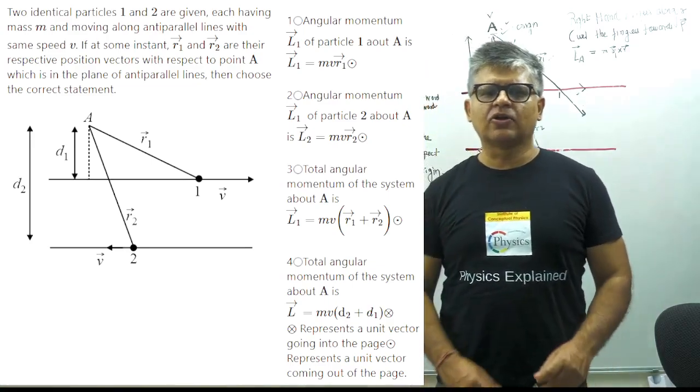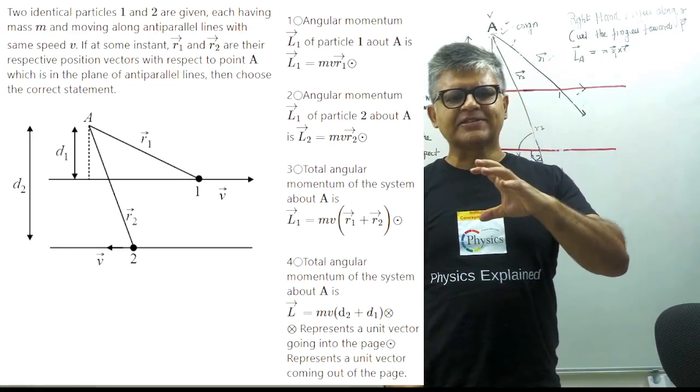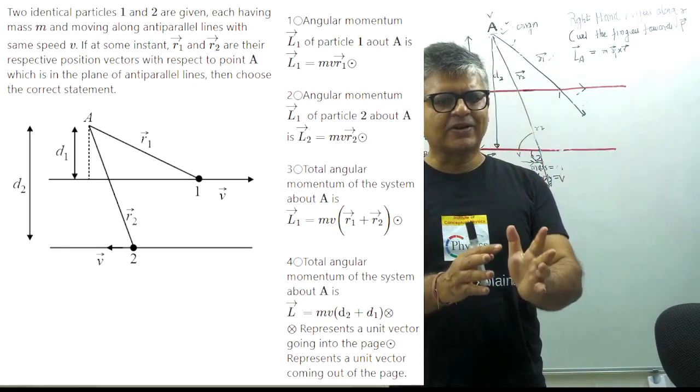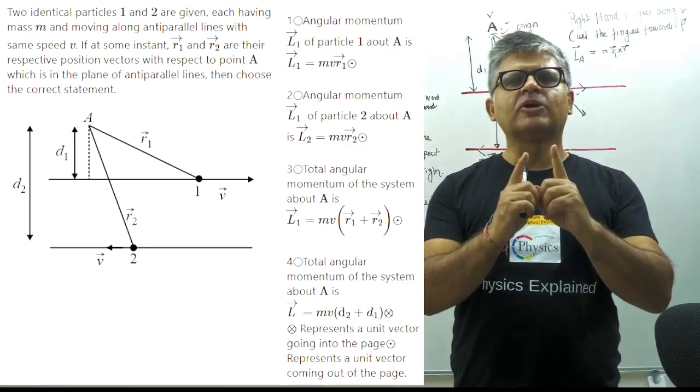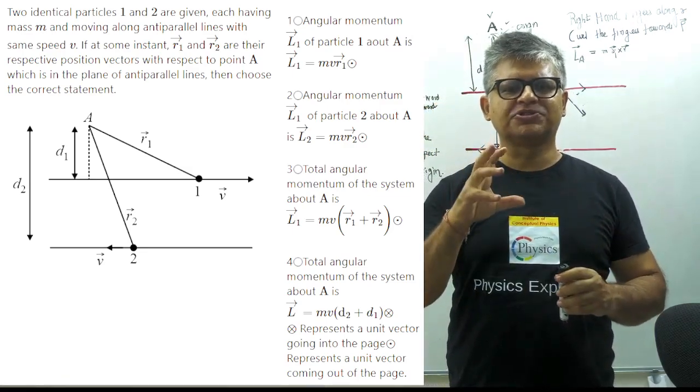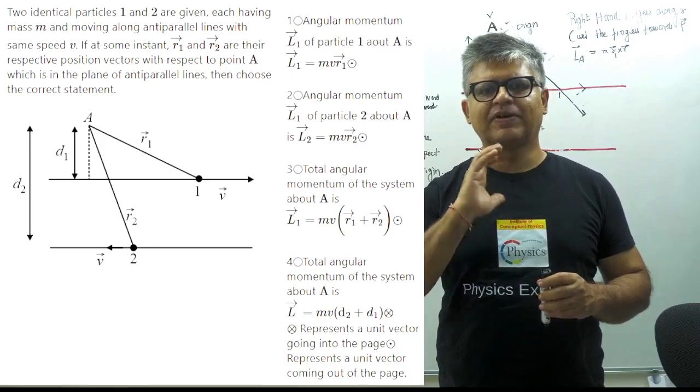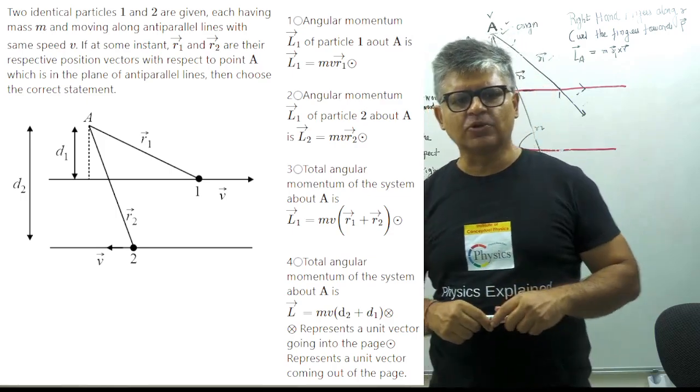This question is on angular momentum. I will just quickly explain what the situation is. You can read the question. Don't worry about the choices. Sometimes the questions don't have correct choices, but we will discuss. Okay, so let's see the question.